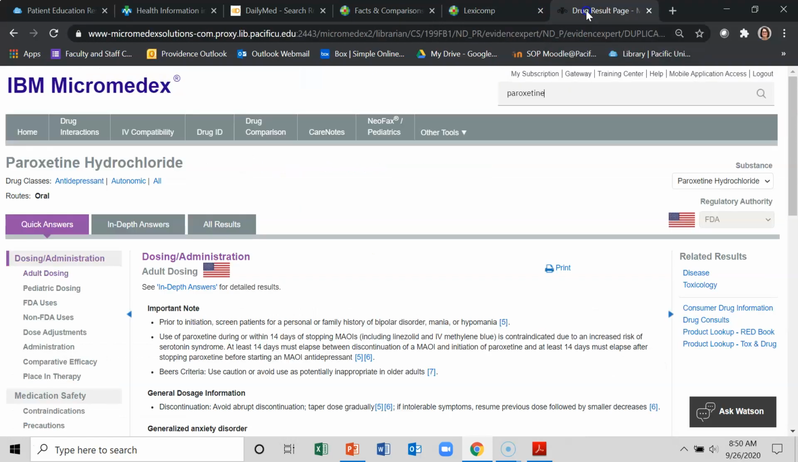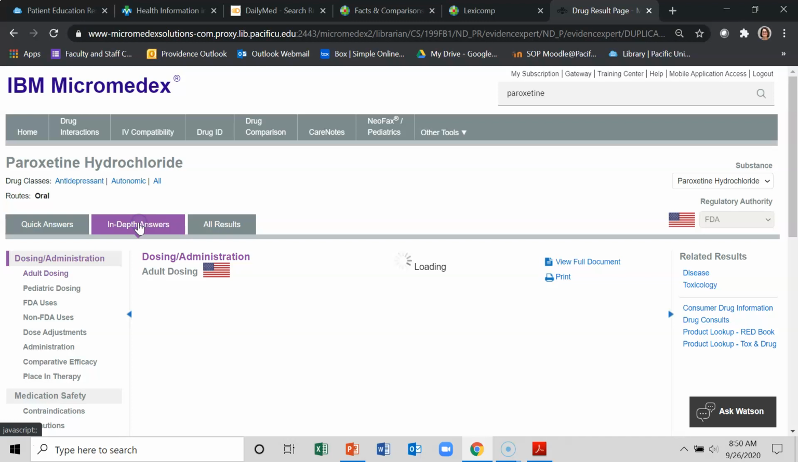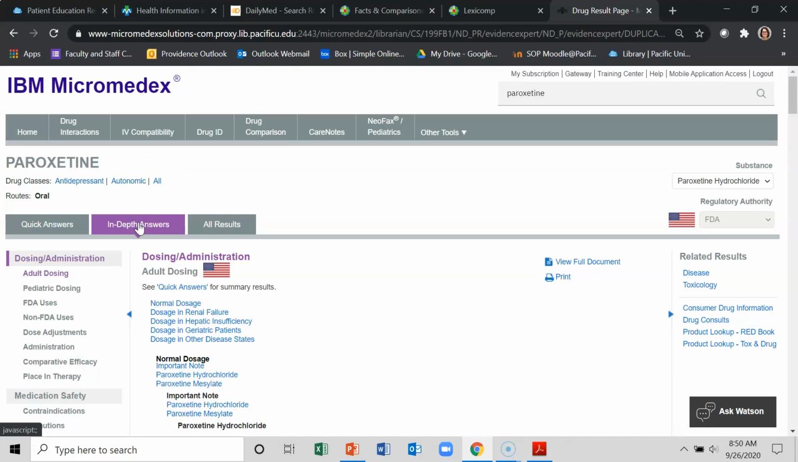And then finally, in Micromedex, here's our paroxetine. Again, I would usually use the in-depth answers section of it. And it's the very first part of their nav called dosing and administration.